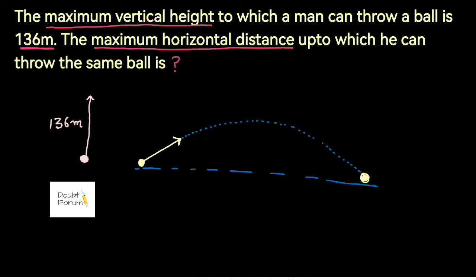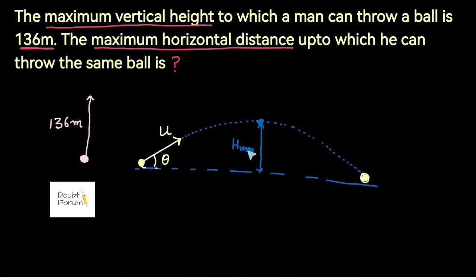there are three ready-made formulas. If you know the initial velocity, which is called u, and if you know the angle at which the projectile has been thrown, we can calculate three parameters. One is called the maximum height. This is called h max.